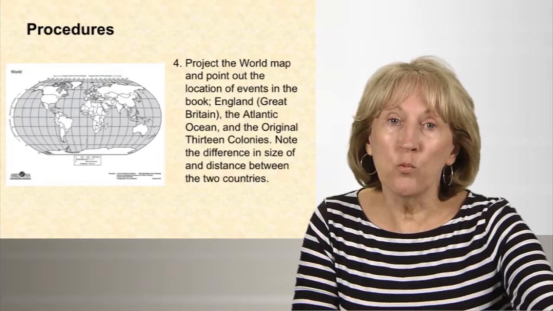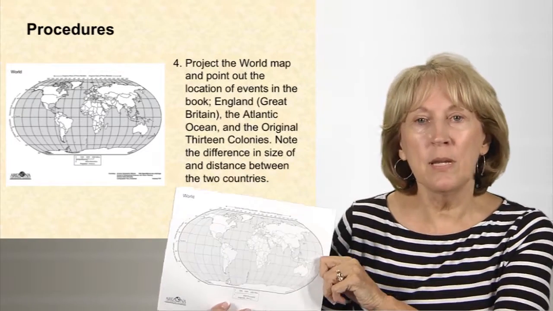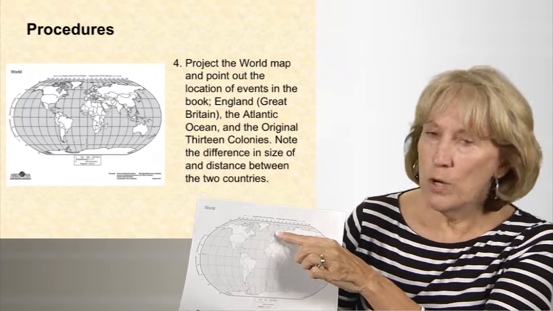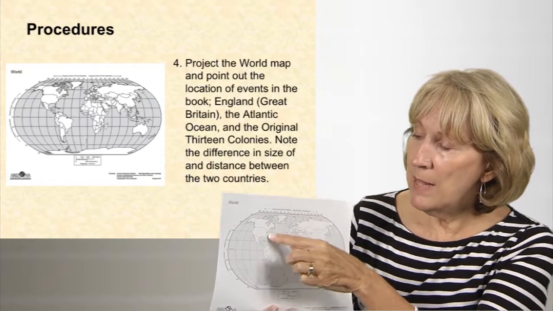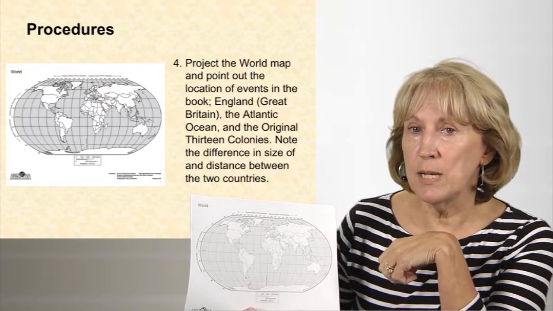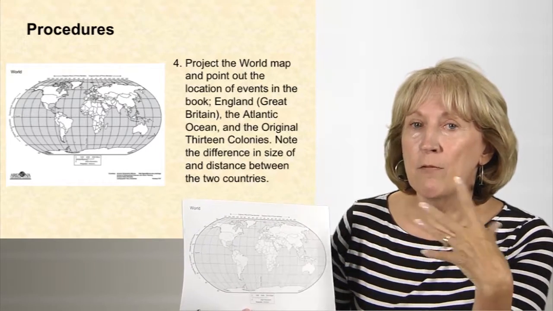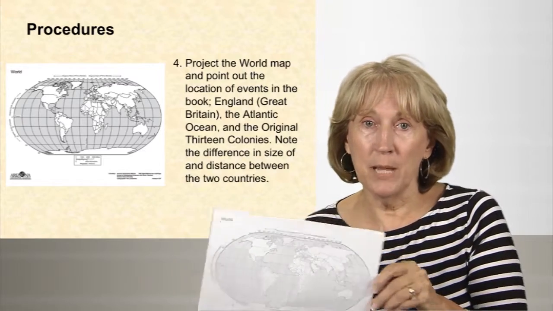Then you're going to look at the world map, and with this one you're going to point out where the events took place, or all of the parties to it. Show them where England and Great Britain is here, the American colonies here, and the great distance between them, which is the Atlantic Ocean. So think about the difference in size of the countries, how far away they are, and where all of the actual fighting took place.